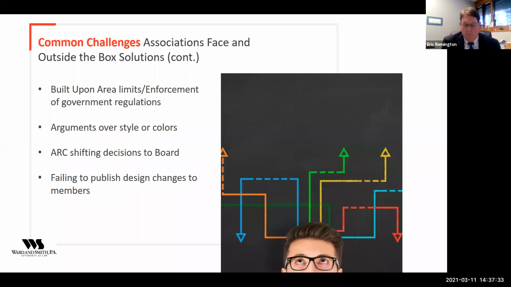Arguments over style and colors. I've been involved in a couple of those, and I'm sure Alan has too. Just to give you an example, one involved a house that was in a community with a lot of just bland colored houses, white, gray, things like that. And these people wanted to paint their house hydrangea color, which I didn't know what that color was until I got that case, but it's essentially a bright pink color. And they wanted it to look like a flamingo. And so basically the architectural review committee ended up approving the request for the paint, but with the condition that it be muted by 25%.